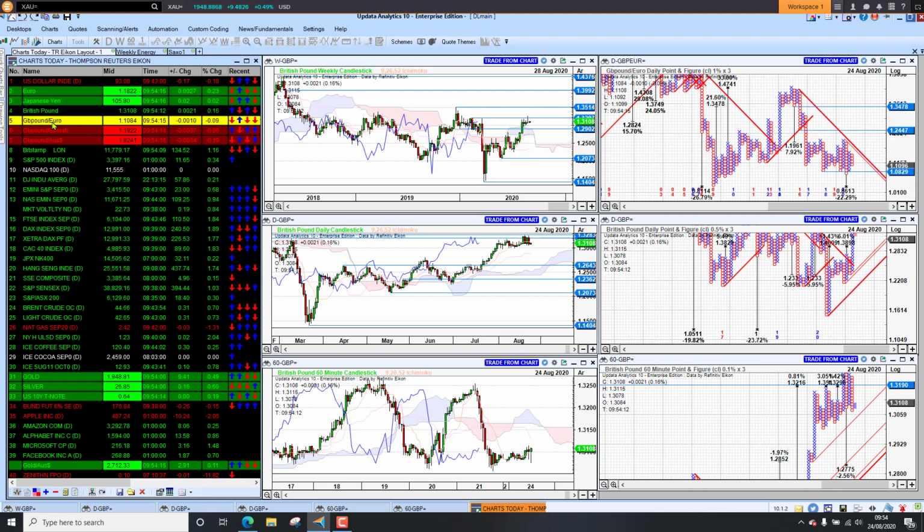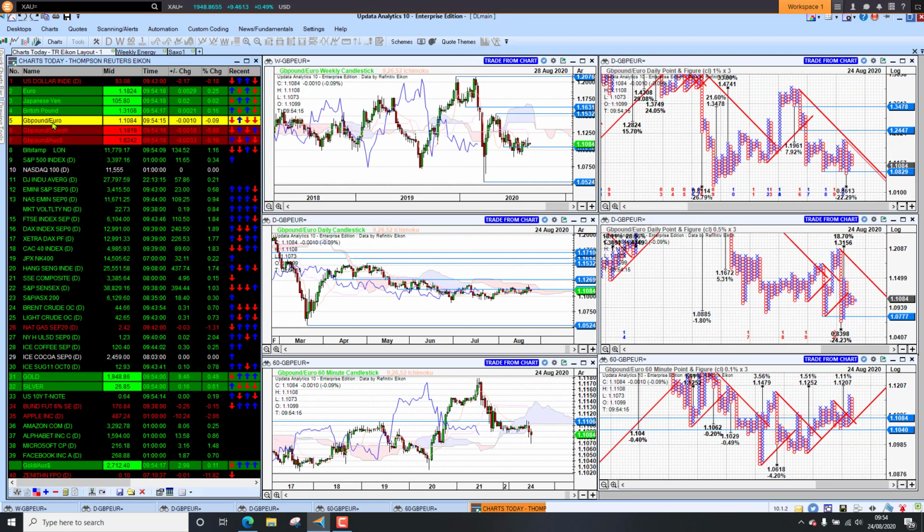Looking at sterling against the euro, we're sitting at just under 1.11. We are still just holding a short bull trend there, short term, but the long-term chart is pretty static. Medium term, we've been sitting around this 1.10 level for a good 4 months now. Longer term, we are still bearish sterling.